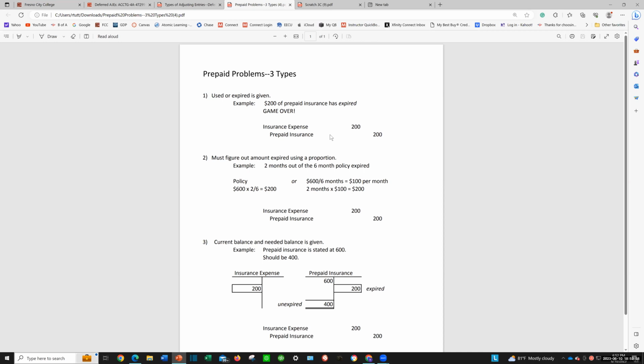Now, the other 2 are going to make you work a little bit harder. In the second one, you've got to figure out the amount expired using a proportion. For example, 2 months out of the 6-month policy expired. Okay, let's assume that we have a $600 policy. Okay, so there's our policy, $600. Well, how much was used up? 2 out of the 6 months, 2/6, right?